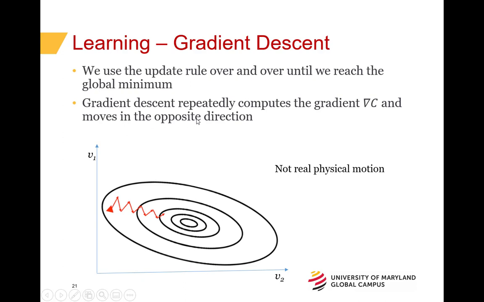So gradient descent repeatedly computes the gradient and moves in the opposite direction. Again, the reason you have to move in the opposite, which is the negative direction, is that you are minimizing the problem. You're not maximizing it. Again, as I said earlier, this is in no way an indication of real physical motion, because for real physical motion you have to account for other physical realities like friction, gravity, momentum. We haven't discussed that. This is just to explain the intuition of gradient descent.